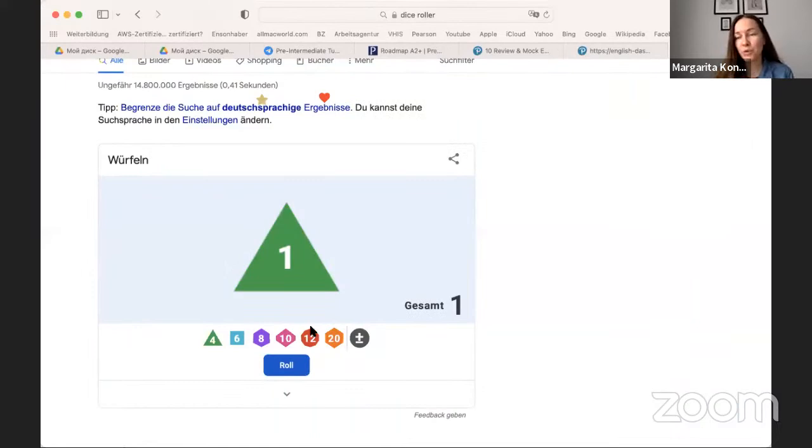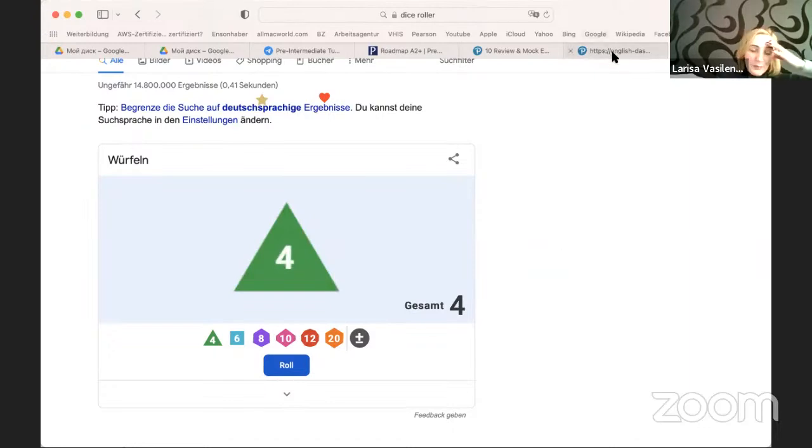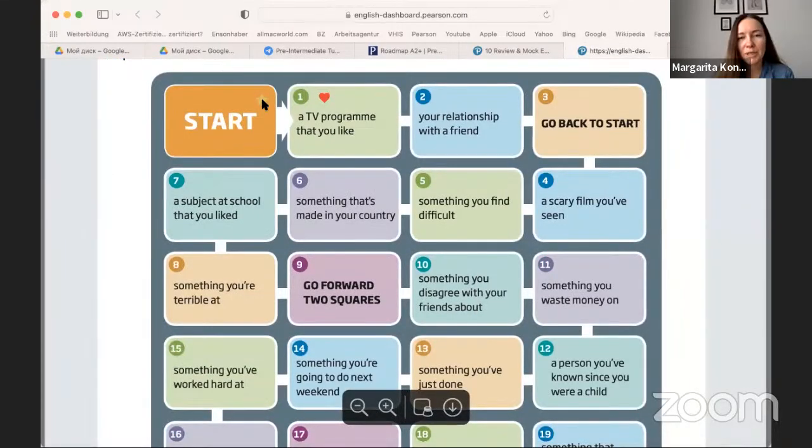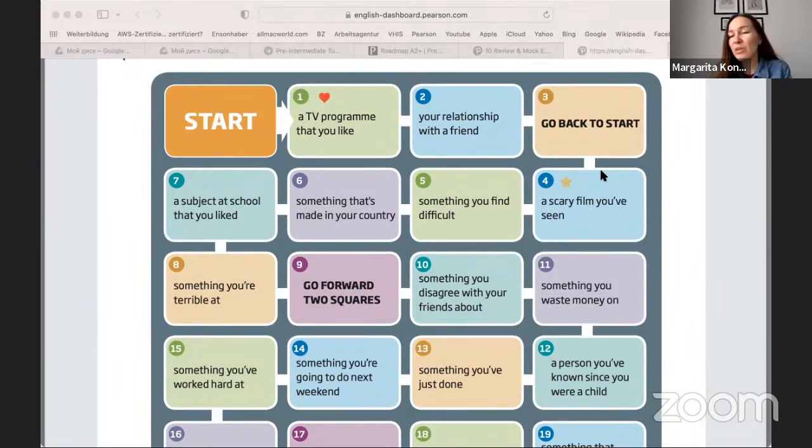Now I roll the dice for me, or I throw the dice for me, and I've got 4. Okay. So, 1, 2, 3, 4. A scary film you've seen. Oh, it's a little difficult because I usually don't like scary films. Yes, I prefer something positive and optimistic, right? I don't know really. Lately, I haven't seen any scary films.